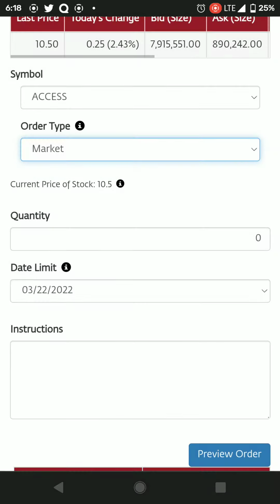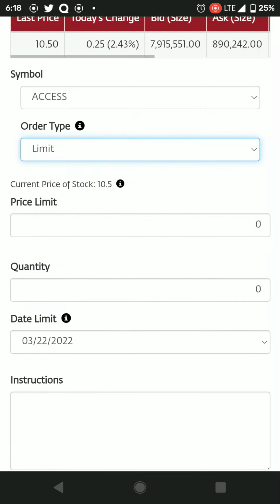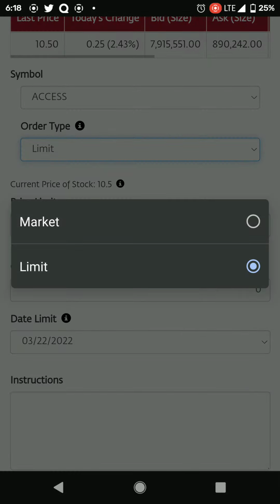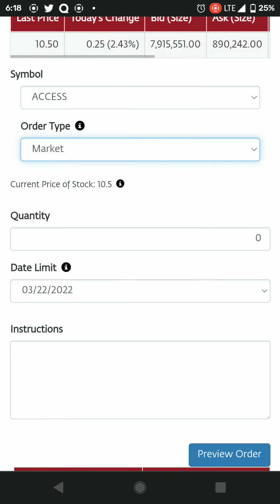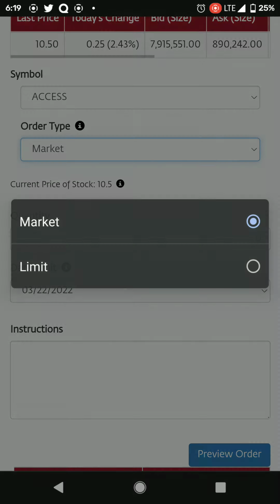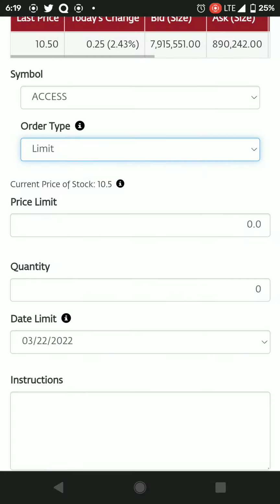Now, the second option here is limit. If you click on limit, a new text area comes up, which is price limit. If I did not choose limit, that box will not come up. Let me change it. See, it's gone. If I choose limit, that box will come up. This price limit box is coming up because I chose limit. Why? Price limit means that I want to set a price different from the price that is currently showing on my screen.